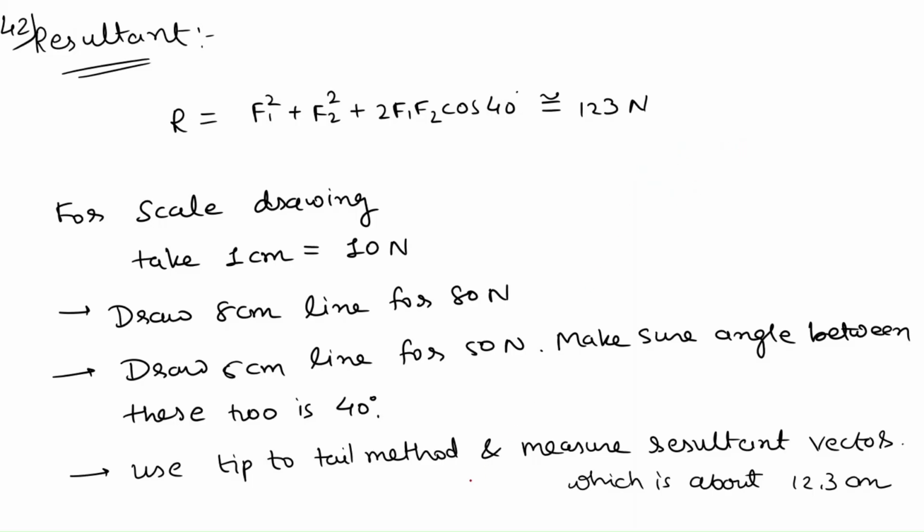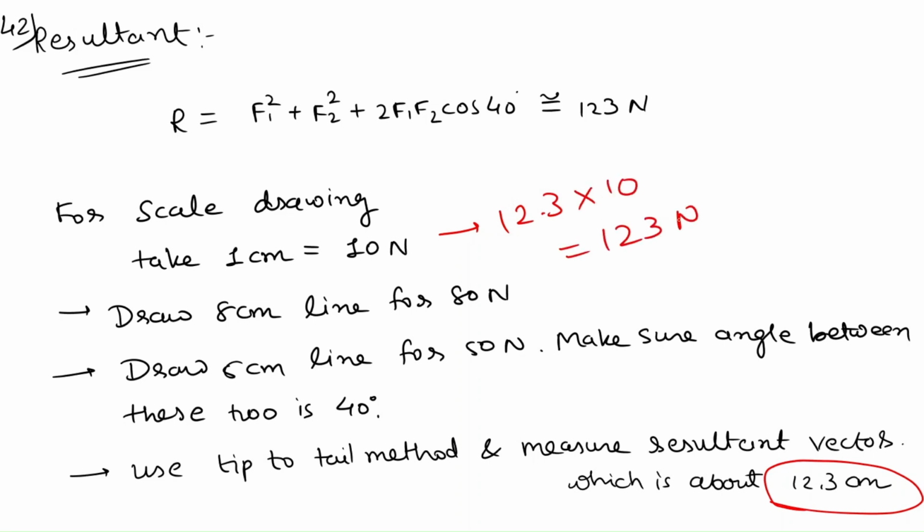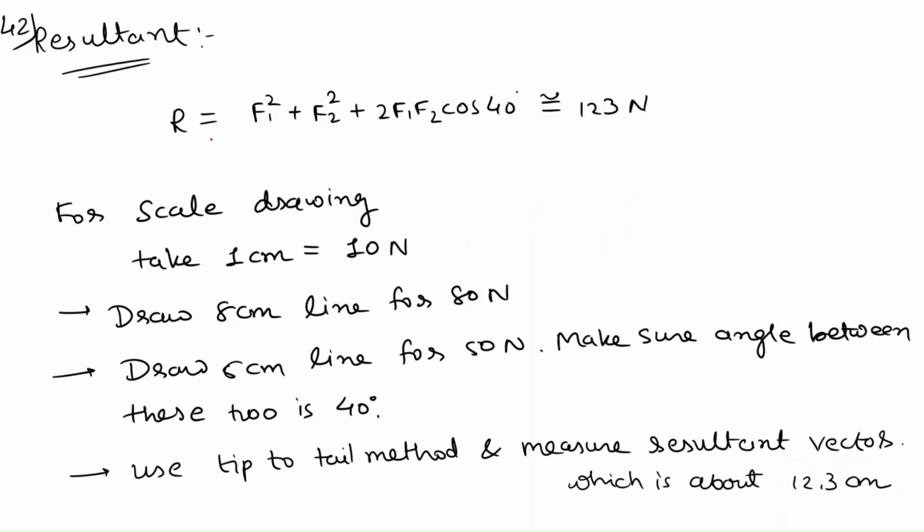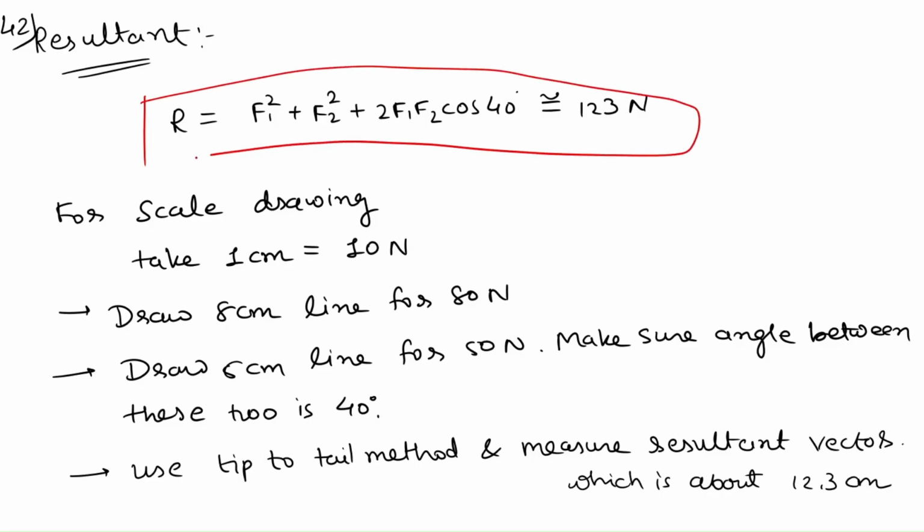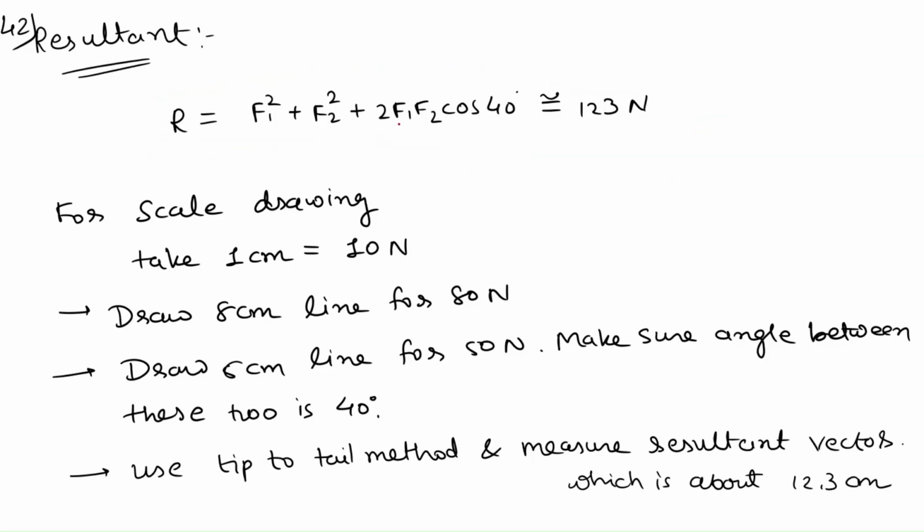Okay, use this and measure the resultant vector, which is about 12.3 centimeter, or in your scale you get 12.3 times 10, means 123 Newton. Okay, now we have to check by the calculation. Here we have F1 square plus F2 square plus 2 F1 F2 cos 40. Why 40? Because the angle between these two forces is 40. And it will give 123. Do it yourself at home by the scale drawing method.